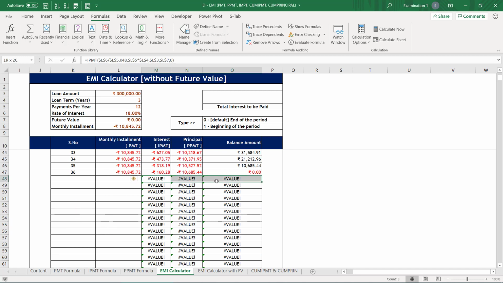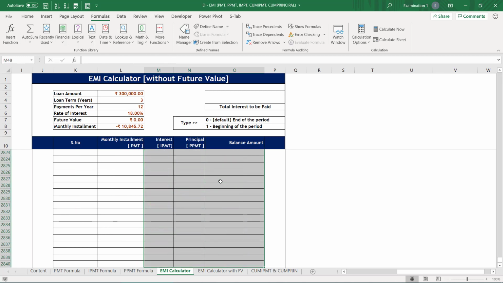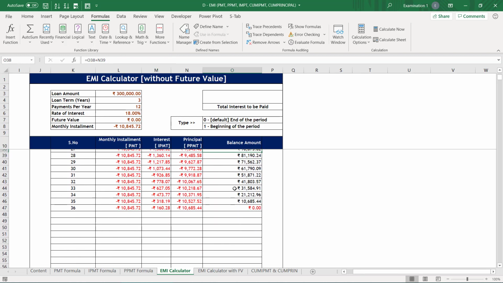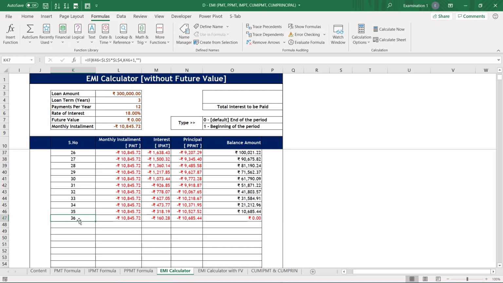Okay, I do not need this one, so I'll simply select everything and delete. Okay, and you can see when I pay the 36th installment, the interest paid to the bank is very little, which is 160 rupees, because the principal which was balanced in the last month by the bank was 10,000 only, and that is the reason the interest will be very low. And this is the amount which was submitted to the bank as principal amount, and these two are exactly the same thing, and that is the reason why the balance amount is 0.